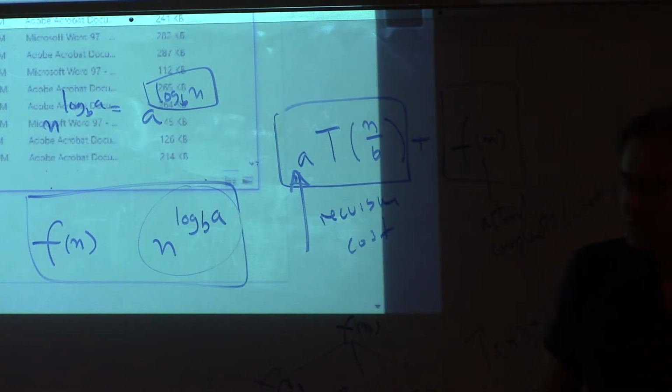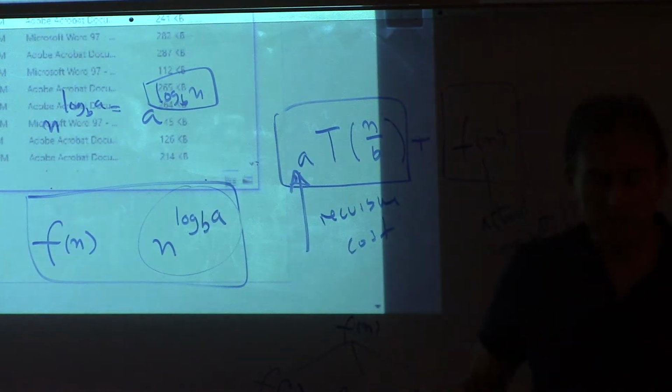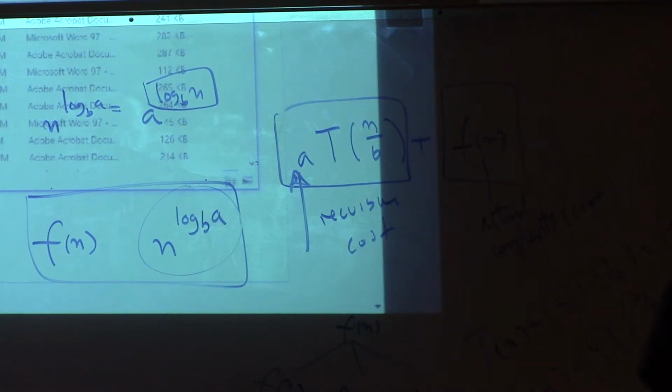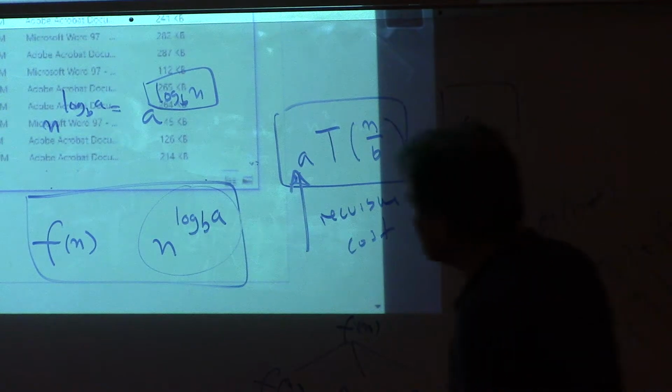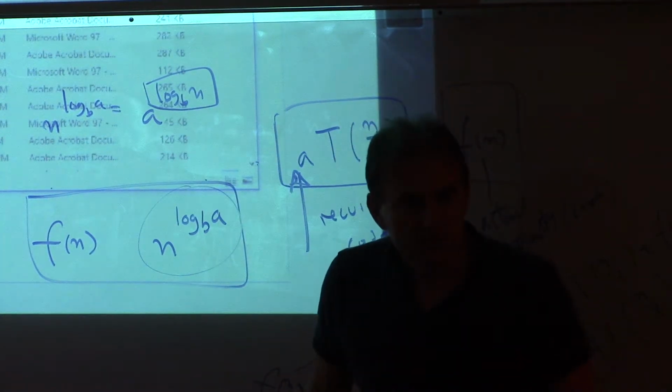Okay, so now tell me in a better, smarter way, what exactly does log b of n represent in the tree? The height of the tree. Got it? It's the height of the tree. So now, since this is the height of the tree, what does this represent? It represents the number of branches.